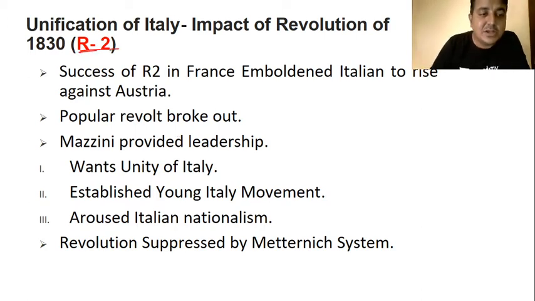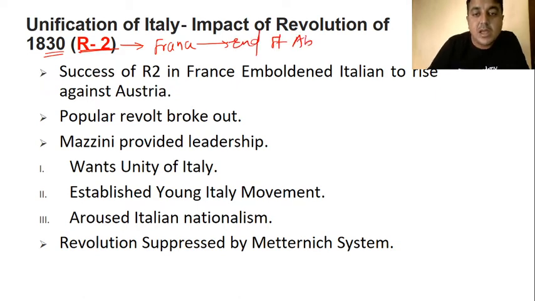The second reaction against the Metternich system was in the form of the revolution of 1830. In that revolution, as you know, it began in France, and in France, the end of absolute monarchy. So we can say the establishment of constitutional monarchy.